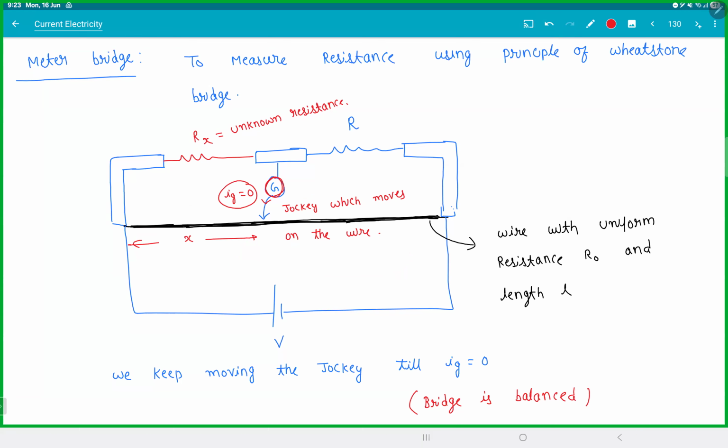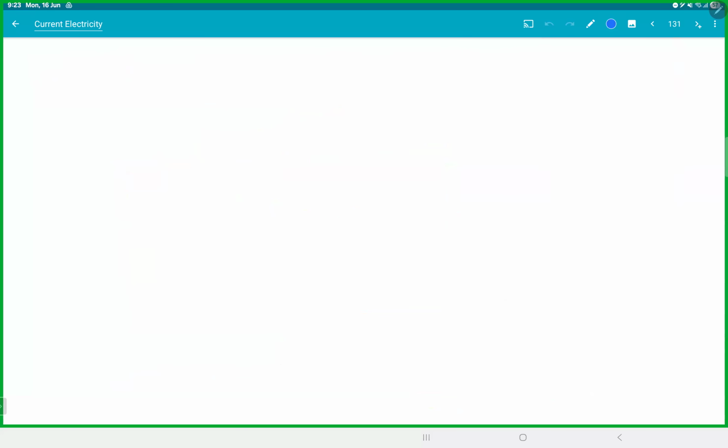You're getting it? Even though the galvanometer is non-ideal, which has some internal resistance, since the current is 0, it won't create any voltage. So it's fine. There's no problem with that. Is the setup clear, everyone? Any doubts with the working? Clear with this? So I'll just draw a simplified circuit.